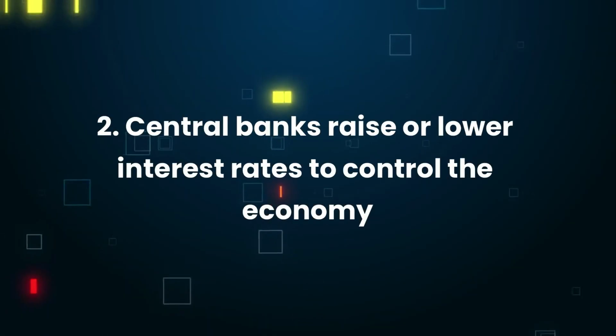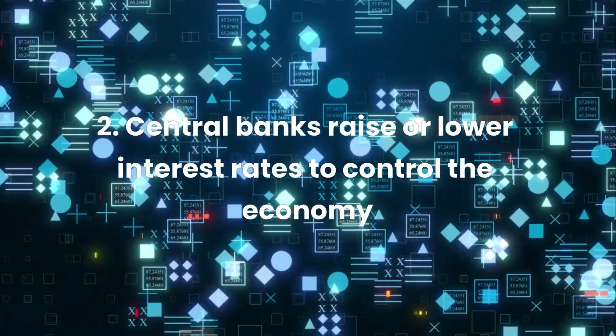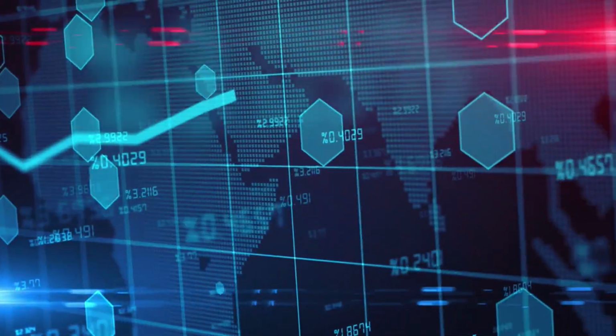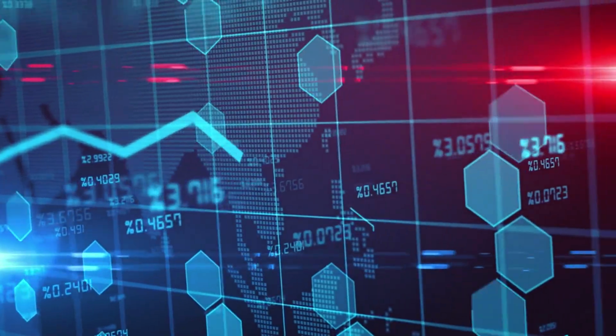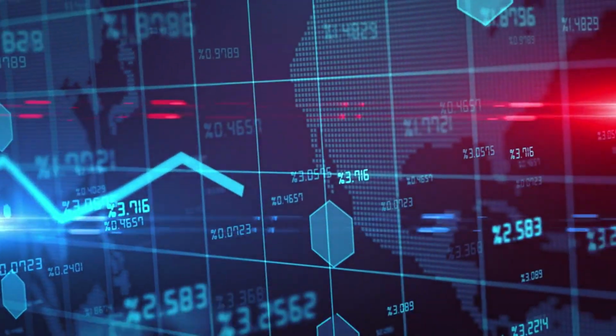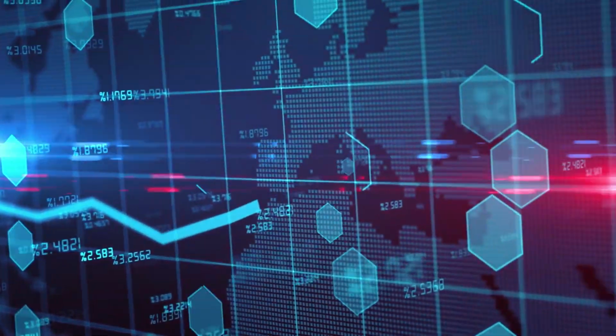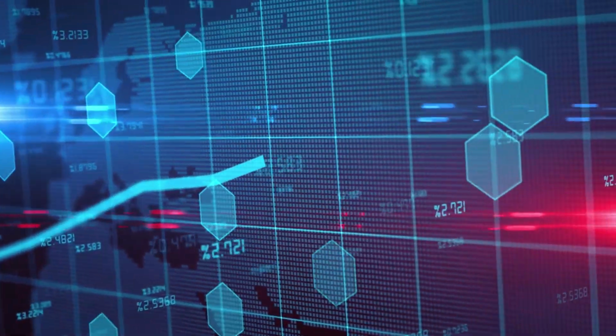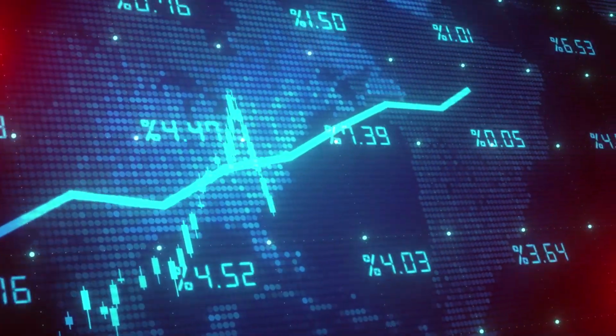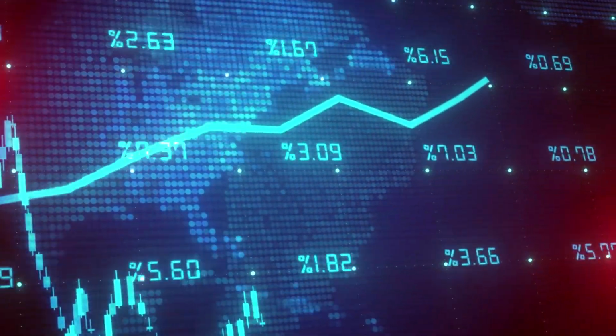2. Central banks raise or lower interest rates to control the economy. Central banks adjust interest rates to keep the economy healthy. When the economy is growing too fast and prices start rising quickly, inflation, they raise interest rates. Higher rates slow borrowing and spending, cooling down the economy.